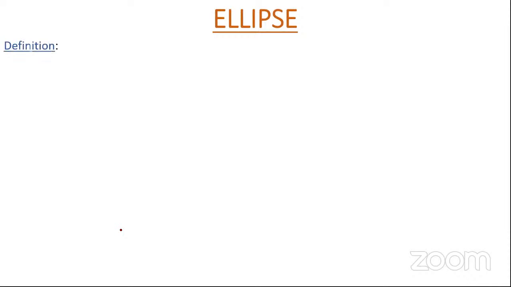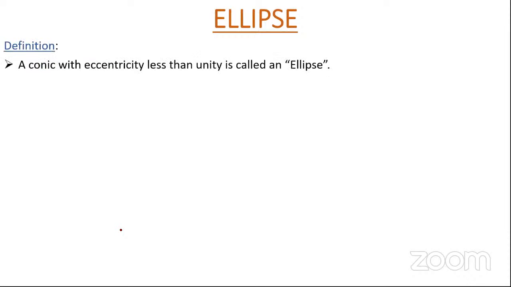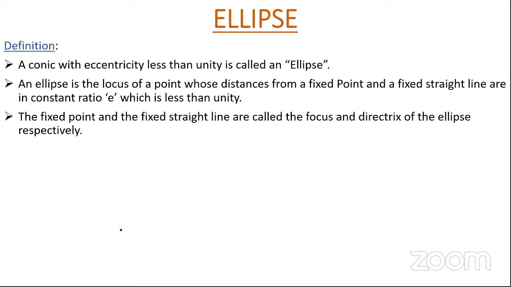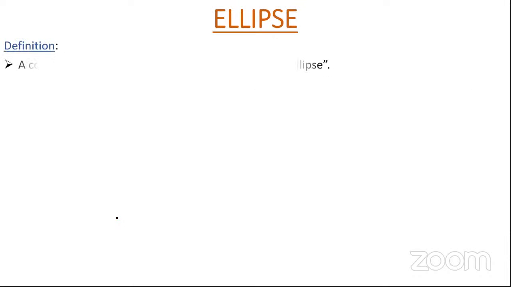Now the definition of the ellipse: a conic with eccentricity less than unity is called an ellipse. Eccentricity is indicated by E, so E is less than 1. A conic with eccentricity less than 1 is called an ellipse.